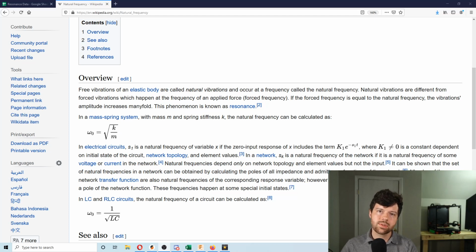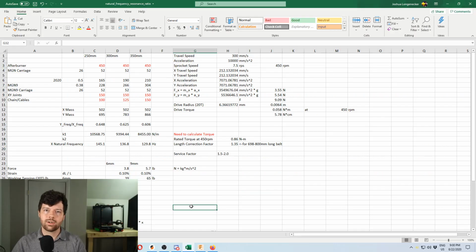So let's jump over to Excel and look at some of the calculations where we try to add up those masses and then predict what our ratio of natural frequencies between X and Y are. This is a really rough, quick estimate on these values because honestly, I didn't take the time to completely disassemble my printer and get these direct measurements. But where I could find the correct values, I used them.